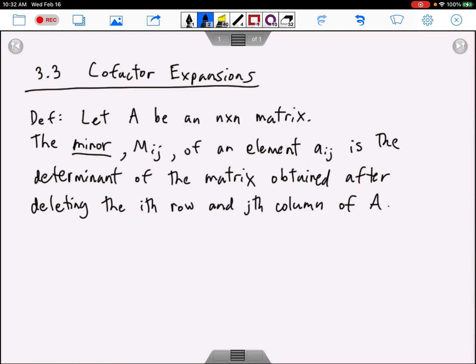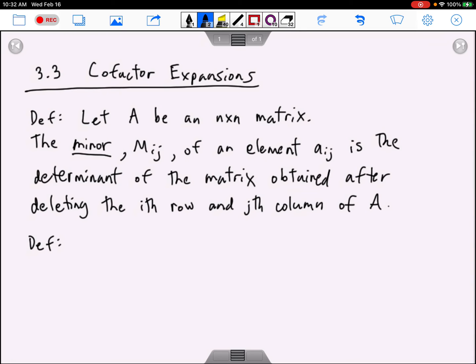So in other words, if you have an n by n matrix and you want to know the minor of an element, you delete the row and the column that it's on and you find the determinant of the matrix that you have left after doing that. Okay? All right, so don't worry, we'll do some examples in a moment, but I have to give another definition here.